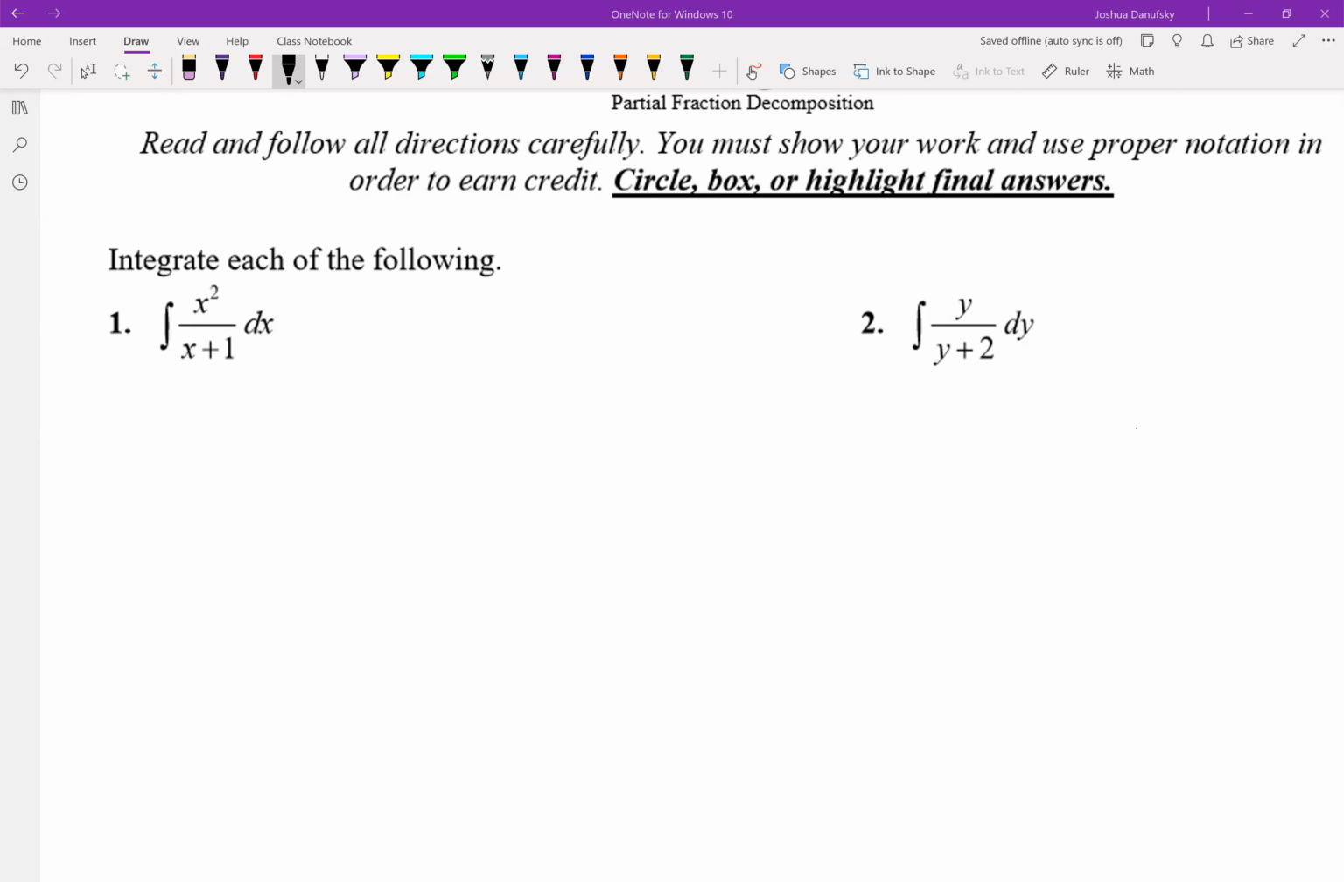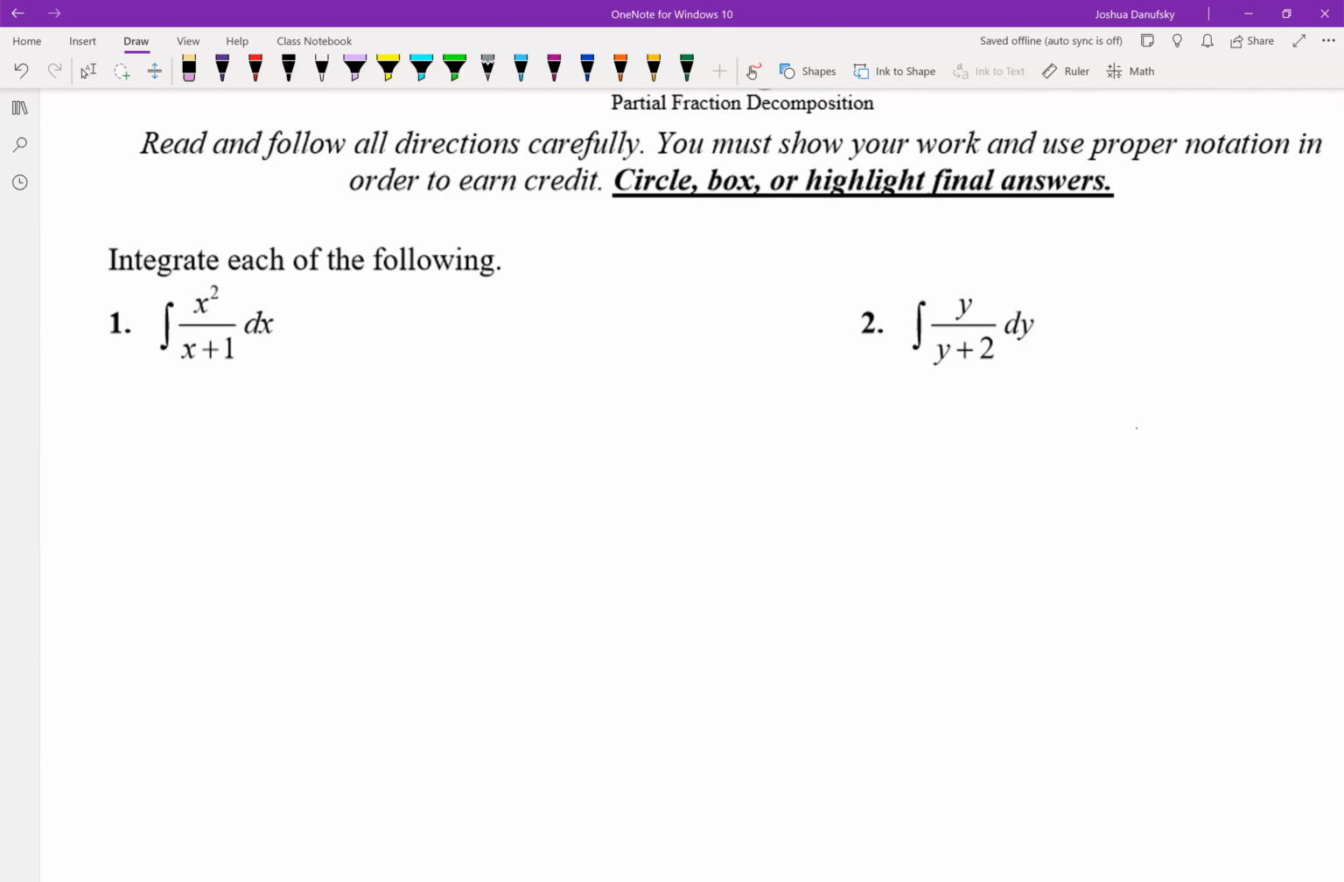In this video, we're going to get some practice with partial fraction decomposition. We'll go through each of the common cases found in a Calculus 2 class. The first situation is when you're integrating a rational function where the degree of the numerator is greater than or equal to the degree of the denominator, as we see in number 1.